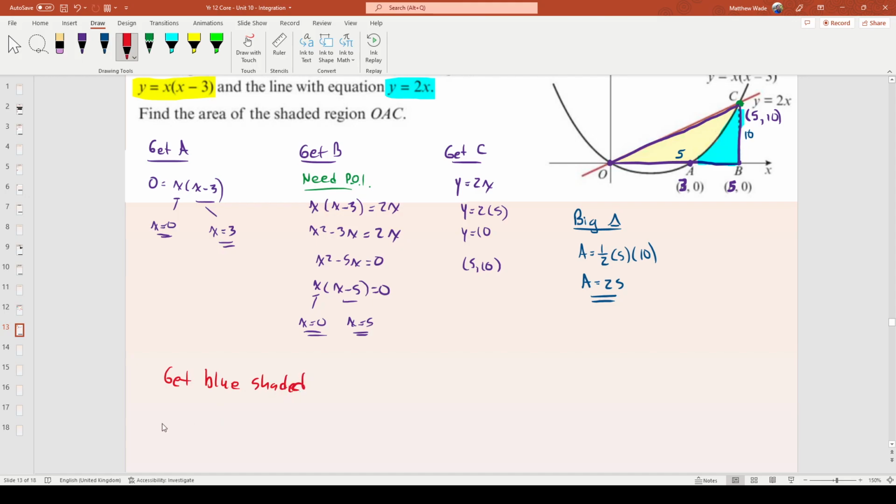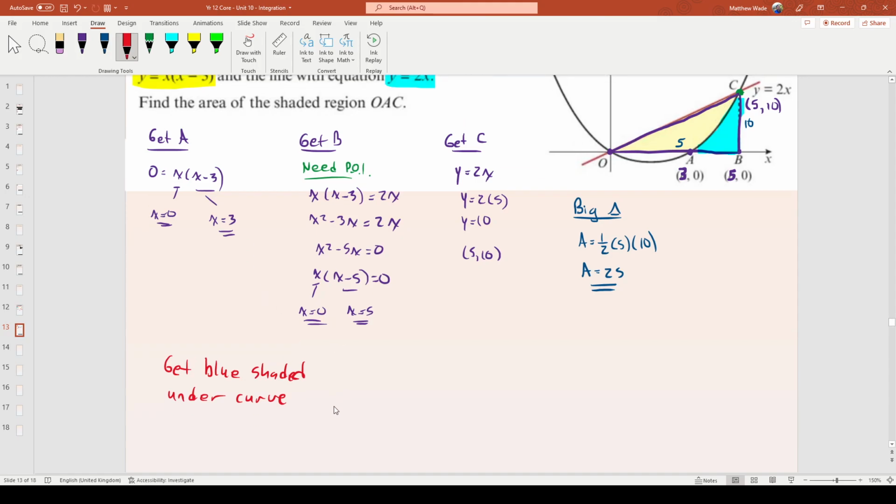Shaded under curve. Okay. Now, the curve that we're integrating is under the curve, not under the line, which means the curve was what I highlighted here in yellow. It's the x bracket x minus 3. So that's what we're integrating, okay?